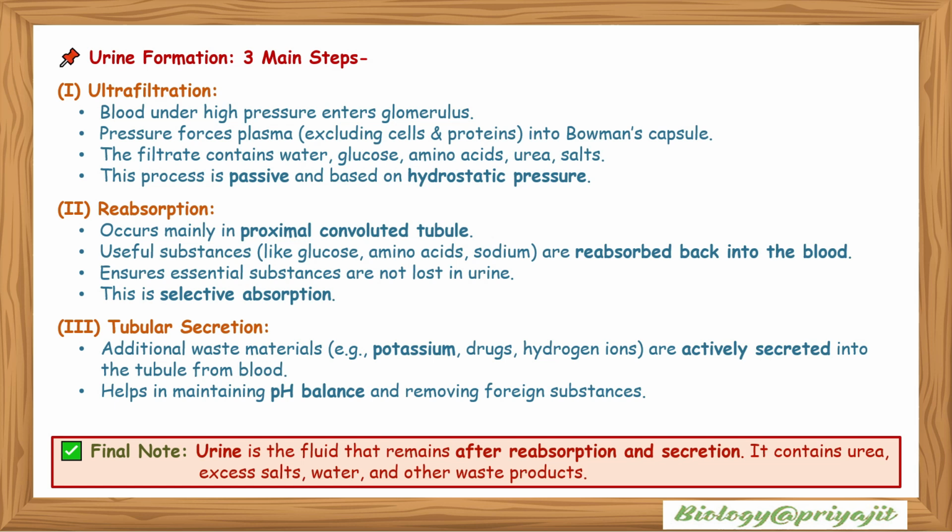Tubular secretion. Additional waste materials like potassium, drugs, and hydrogen ions are actively secreted into the tubule from blood. It helps in maintaining pH balance and removing foreign substances. So the final note is that urine is the fluid that remains after reabsorption and secretion, which contains urea, excess salt, water and other waste products.